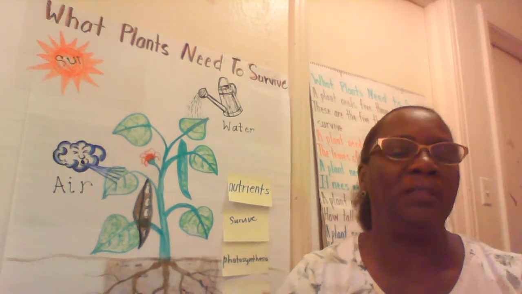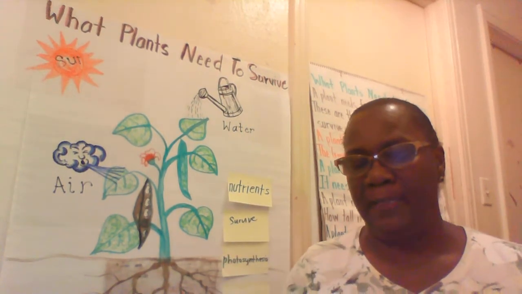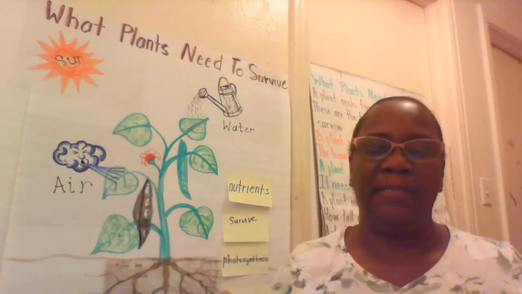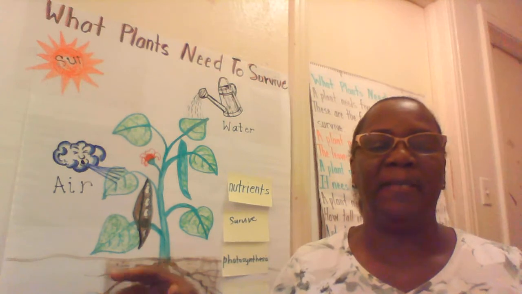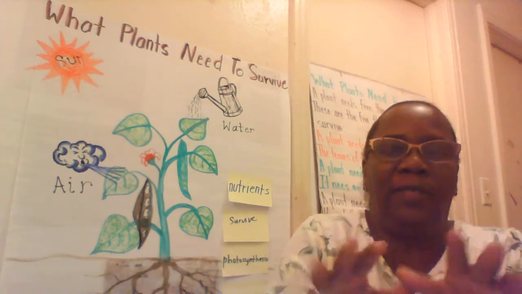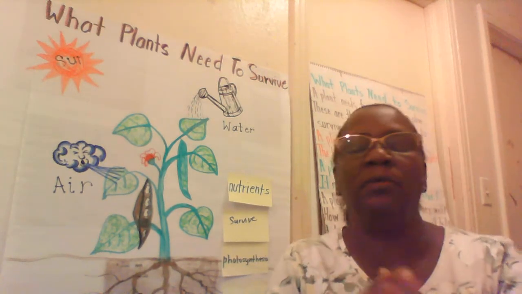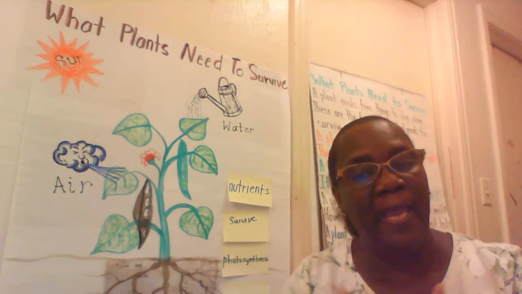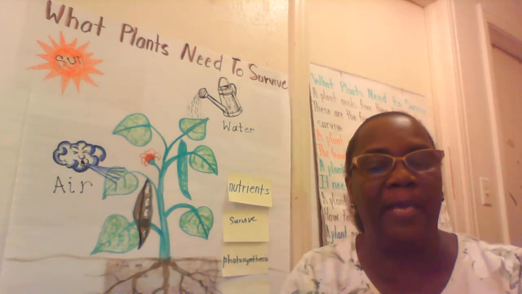The soil also helps to anchor the plant. And that means it helps the plant to stay in place, because if the plant is standing by itself with nothing around it, when the wind blows, it's going to tip over and it's going to fall. So the soil helps to anchor the plant or keep it in place.